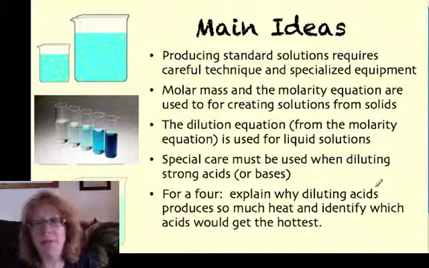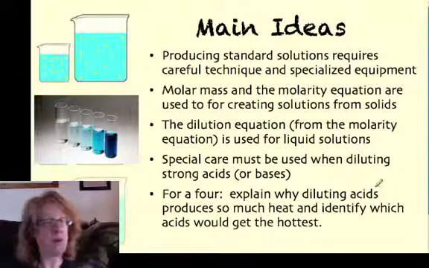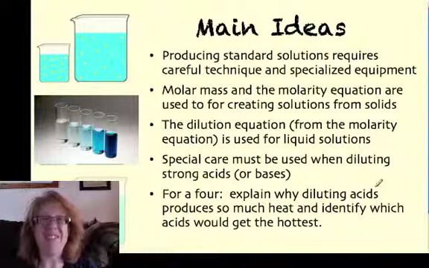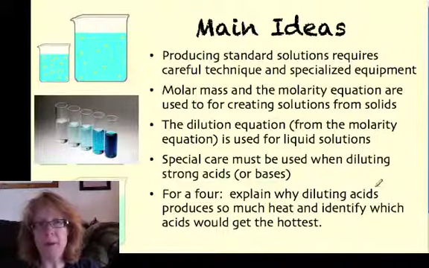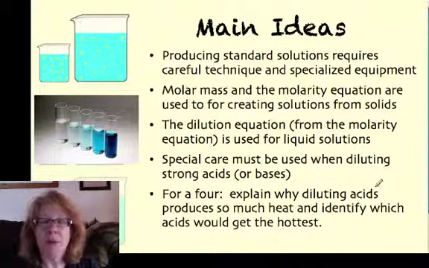Pretty straightforward. Main ideas from today: when you're producing standard solutions, you need some specialized equipment called a volumetric flask. You need some careful technique as well: make sure that you're adding only enough water to dilute, and then you're bringing the water up to the final volume to make sure that you have exactly the right volume of solution, not a particular volume of water. You're going to use molar mass in the molarity equation. This whole chapter seems to be about the molarity equation, but when you're creating solutions from solids, that's where you start. When you're creating standard solutions from liquids, you're going to be using the dilution equation, M1V1 equals M2V2.